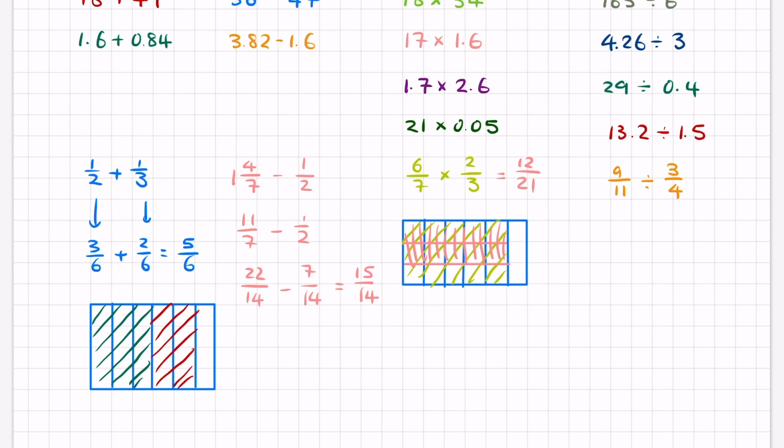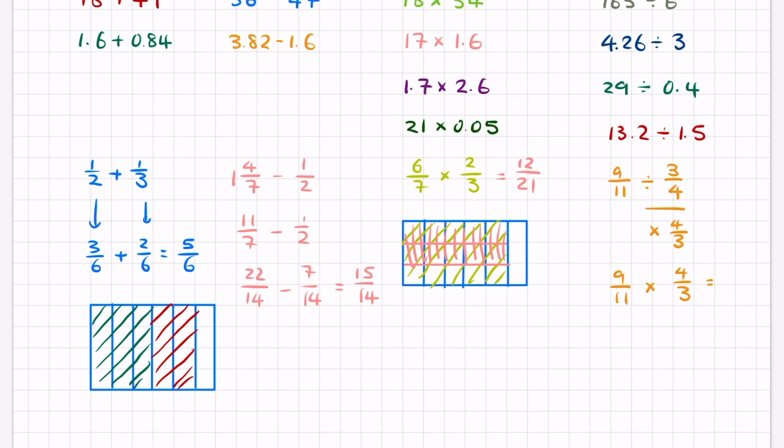To divide fractions, we multiply by its reciprocal. So we keep the first fraction the same, change the sign, and flip the second fraction. And the final answer is 36 out of 33, which can be simplified to 12 out of 11.